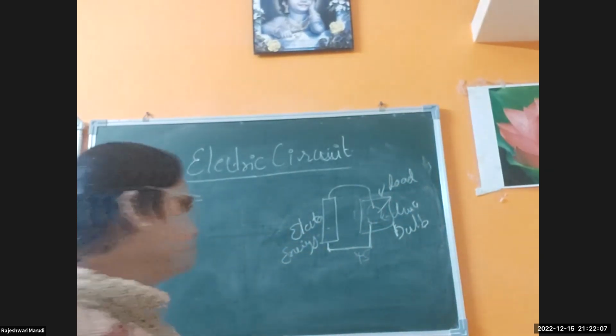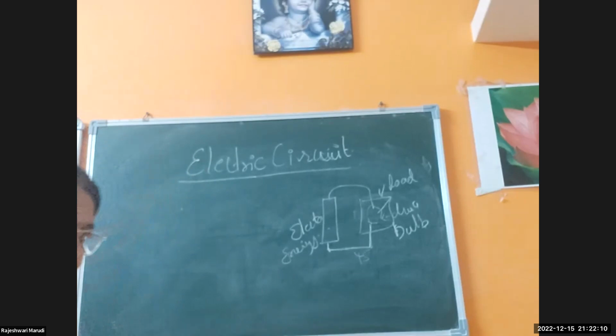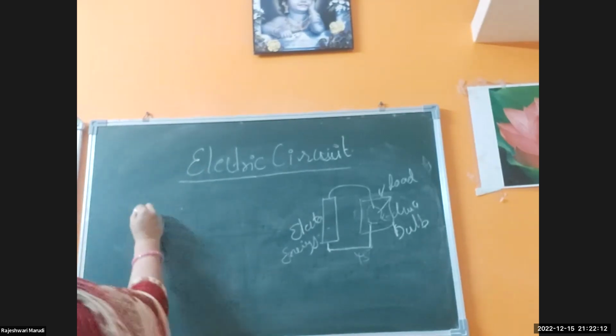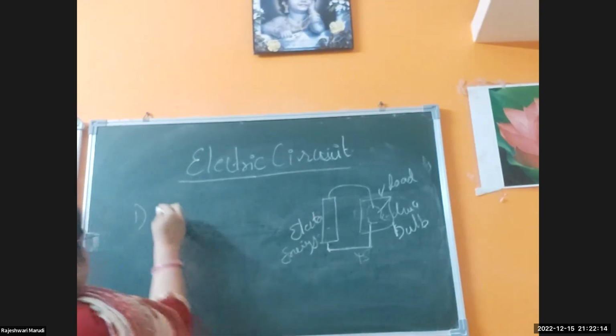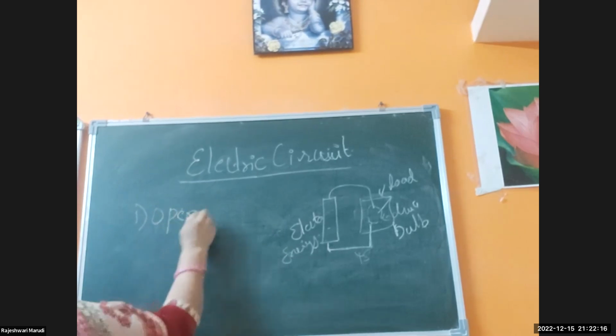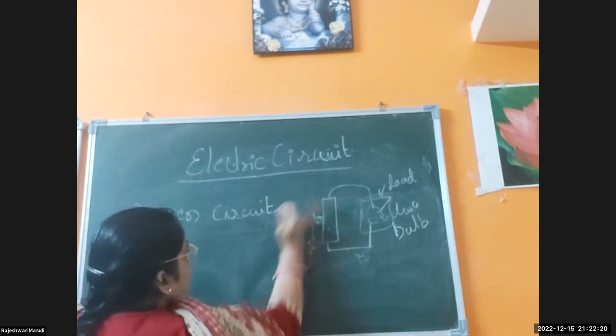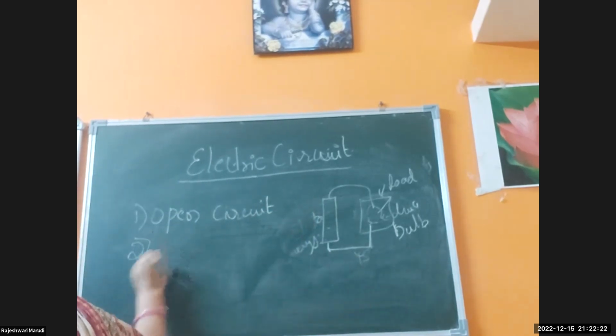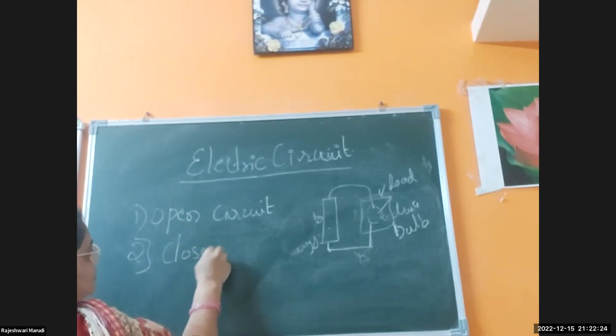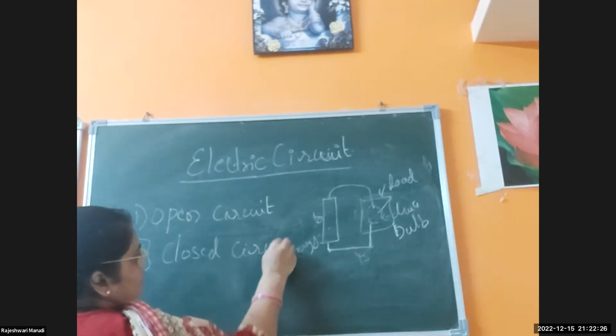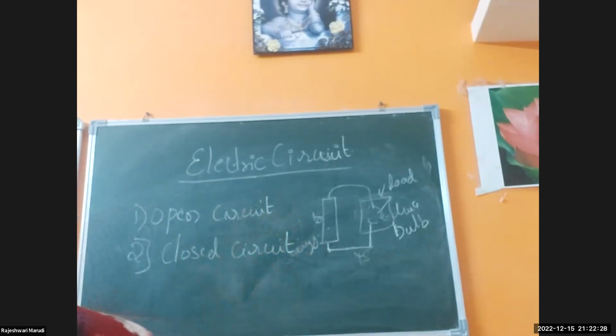Okay. Now, in electric circuit, we have two types of circuit. One is an open circuit and another one is a closed circuit.